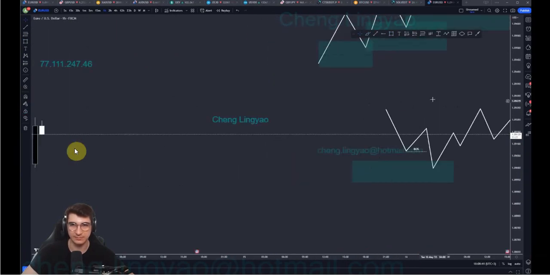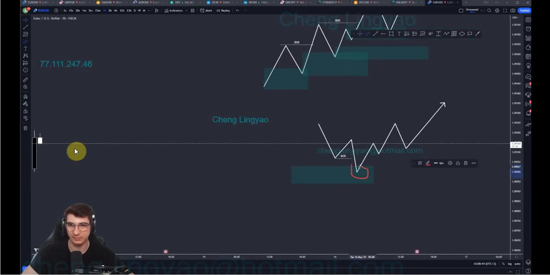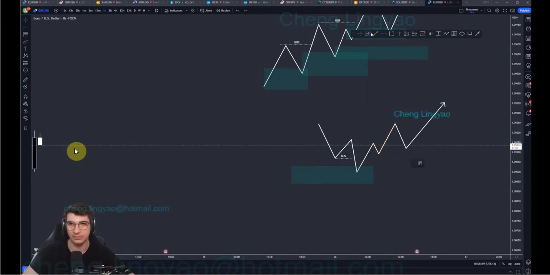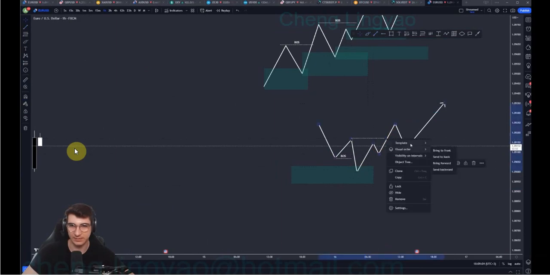So here, after making the break of structure, you anticipate price to create the lower high and then continue lower to create another break of structure. What it does instead is give a nice little reaction, and then price breaks above. So instead of continuing lower, you now have a change of character. Price just did a change of character to the upside. So now bullish order flow is in motion.